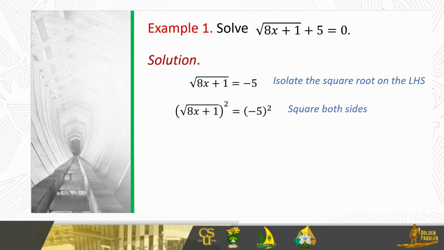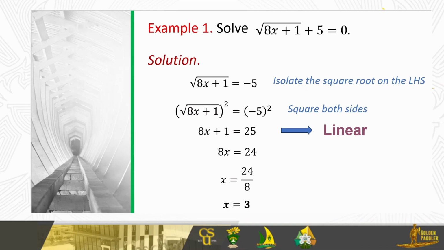Then we square both sides. And then squaring each side, the left-hand side becomes 8x plus 1 and the right-hand side becomes 25. And take note that this equation is linear. Solving this linear equation would give us an x value of 24/8, which is simplified as x equal to 3.